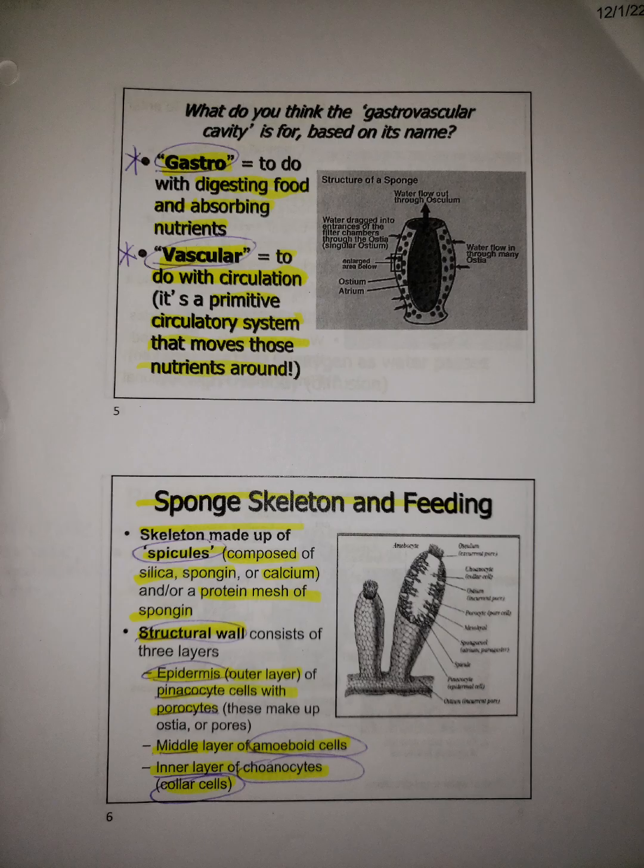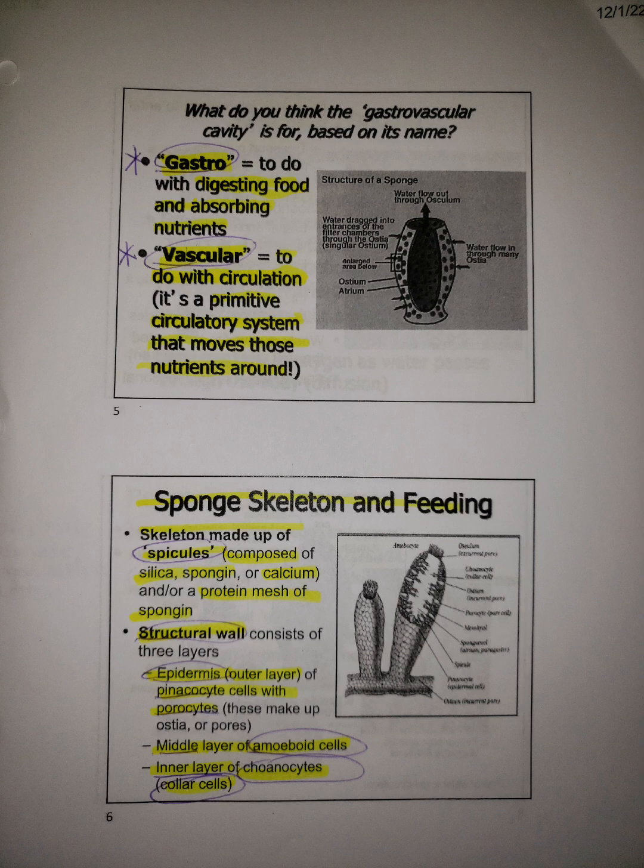What do you think the gastrovascular cavity is for based on its name? Gastro has to do with digesting food and absorbing nutrients. Vascular has to do with circulation. It's a primitive circulatory system that moves those nutrients around.